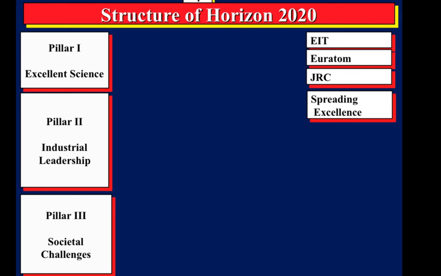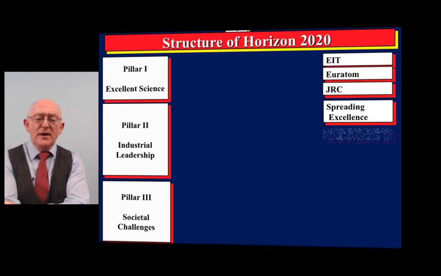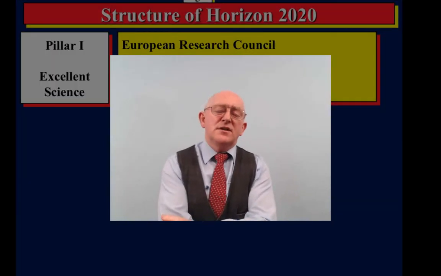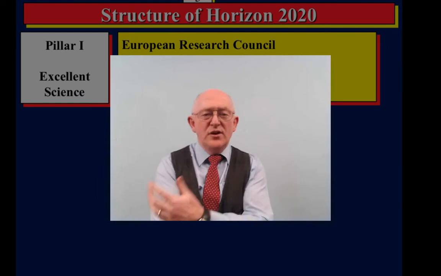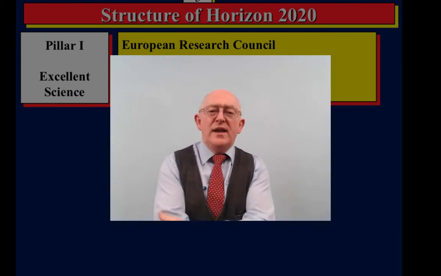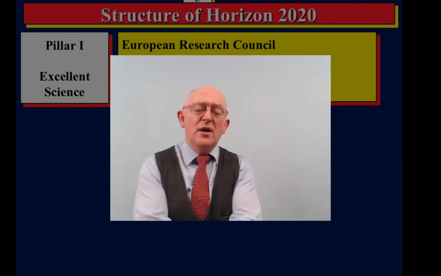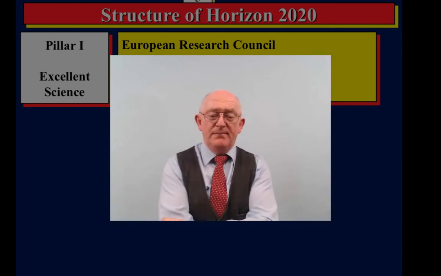Now, there's a small programme to help regions in Europe that are less involved in European research to develop their excellence to become more involved at European level. And there's a programme then called Science and Society, dealing with things like ethics in science, gender in science, communicating science. But the 3 main programs or pillars are Pillar 1, Pillar 2, and Pillar 3.